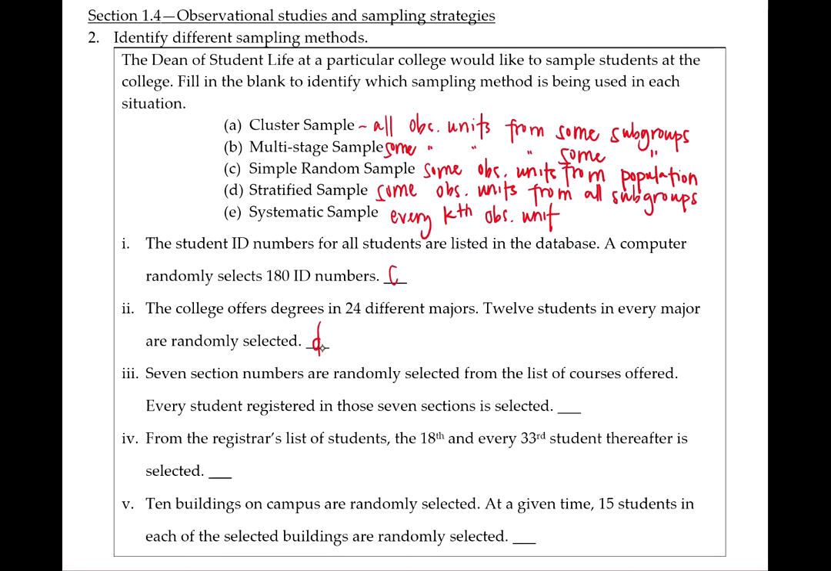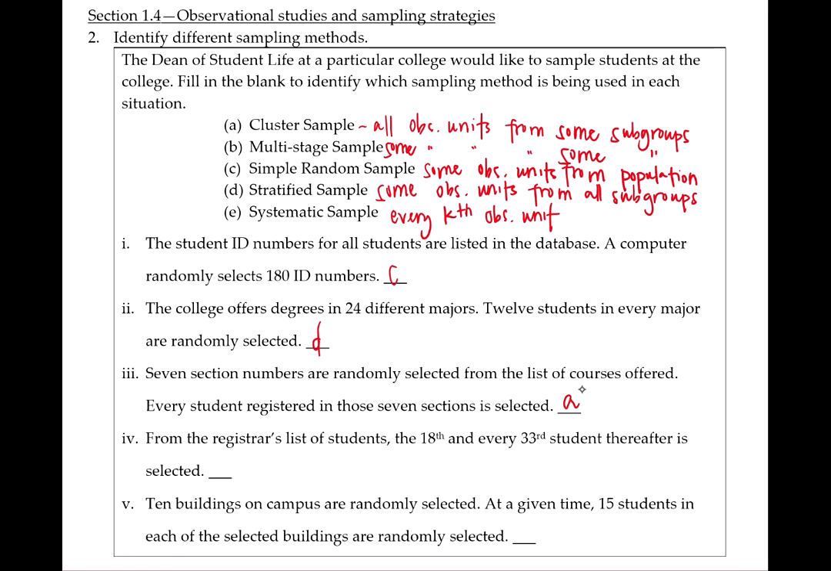Part 3. 7 section numbers are randomly selected from the list of courses offered. Every student registered in those 7 sections is selected. Here our subgroups are section numbers, and we are using all the students in those section numbers. All observational units from just some subgroups is called a cluster sample.